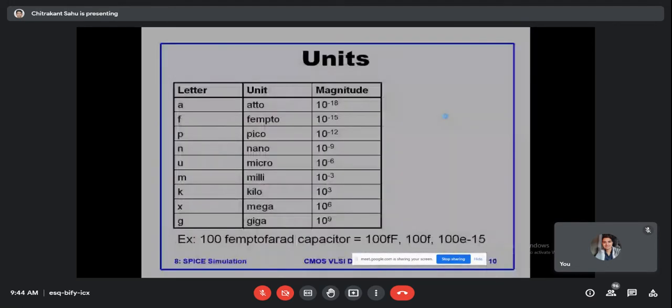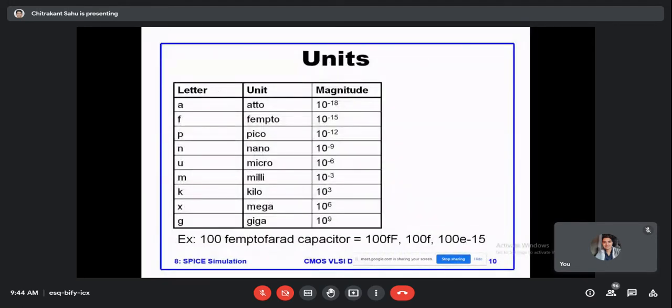Related to the MOS. But before that, just see these small units. You know what pico is, what femto is, what atto is. Atto is 10 to the power minus 18. If you don't know, femto is 10 to the power minus 15. Pico is 10 to the power minus 12. Nano is 10 to the power minus 9. Micro is 10 to the power minus 6. Milli is 10 to the power minus 3.